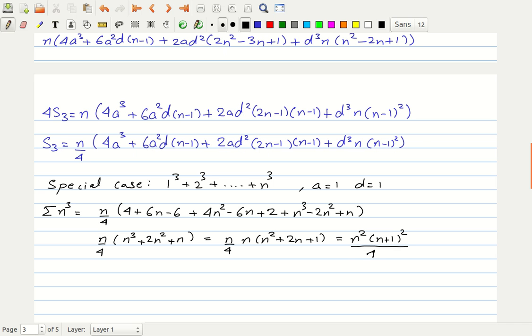by 4, or finally we get the familiar formula sigma n cube is going to be equal to n times n plus 1 divided by 2, and we take the square of this term, and we are done.